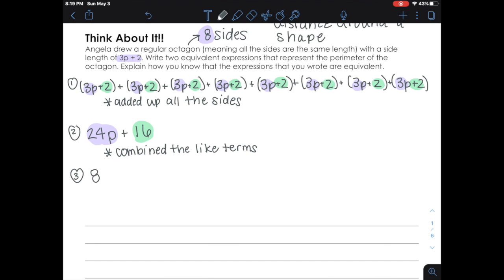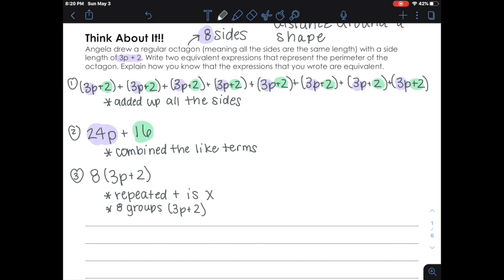And that is where, since we have 8 possible sides on this octagon, we're going to take 8 and multiply that by the side length, which is 3p plus 2. So here, we know that repeated addition is multiplication. Okay, so from the original expression, we saw that we added it up 8 times. And a faster way of getting there than adding it up 8 times individually is just multiplying 8 times that one sum, which was 3p plus 2. Okay, so on this one, we also have 8 groups of our side length, which was 3p plus 2.